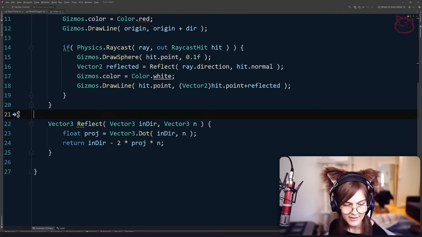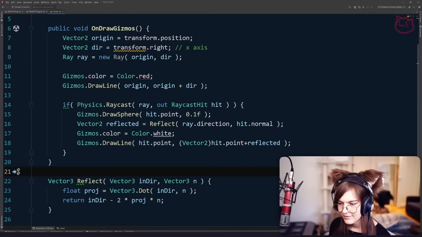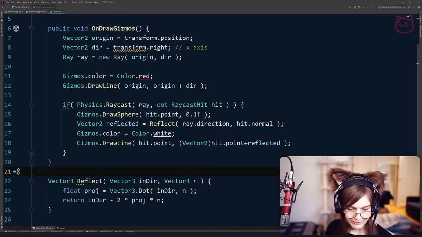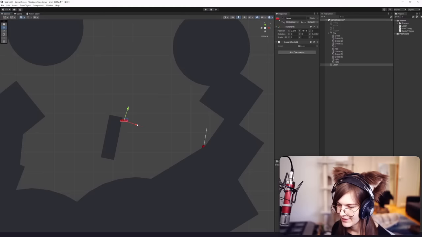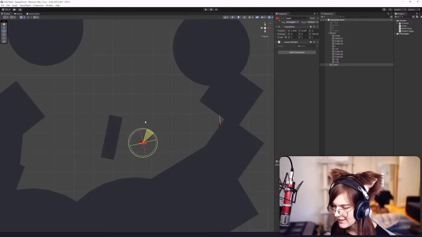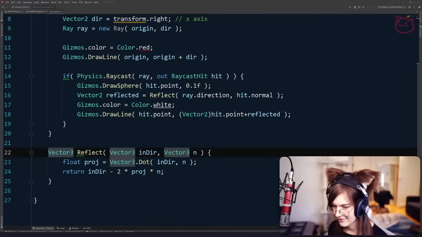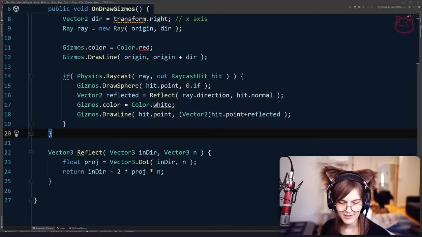Okay. Any questions about that so far? Did that make sense? So this was kind of the core of the assignment, was to figure this out. And then the secondary thing is to then draw a bouncing laser. I haven't done that part, but you could do that if you want to.